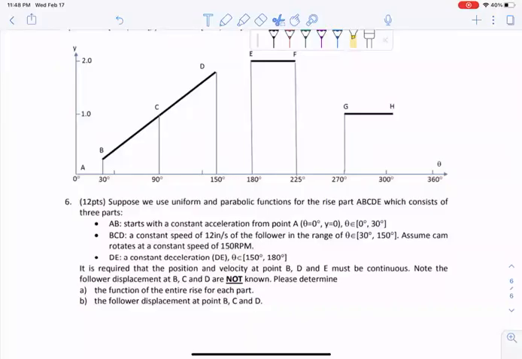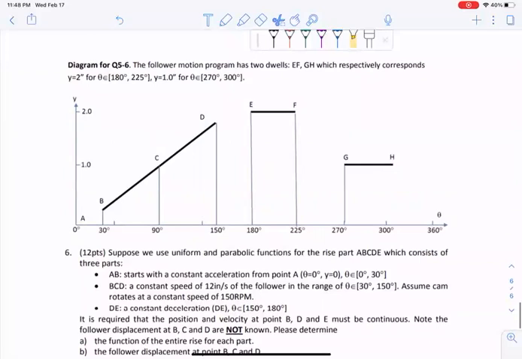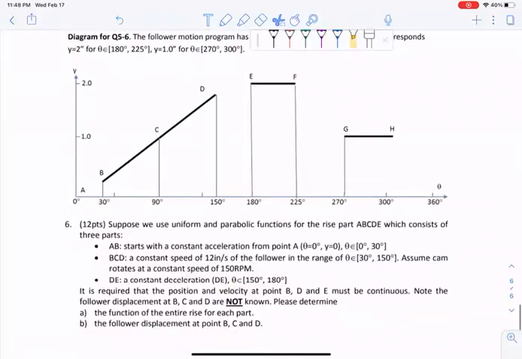Okay, so here we begin with the last problem of recitation 6. Here we are supposed to design a rise function for a follower from A to E. We can use uniform and parabolic functions. So for BCD, the speed for the follower is constant. So that means the second derivative is constant, and that means the rise function for the follower is linear from B to D.